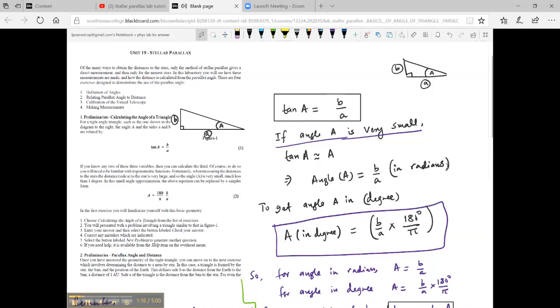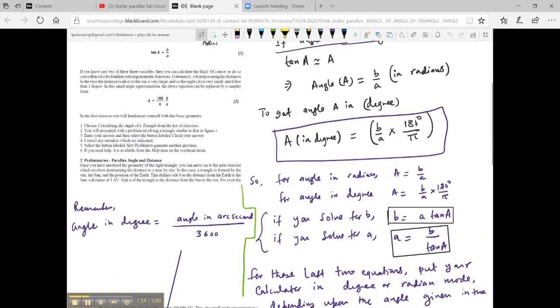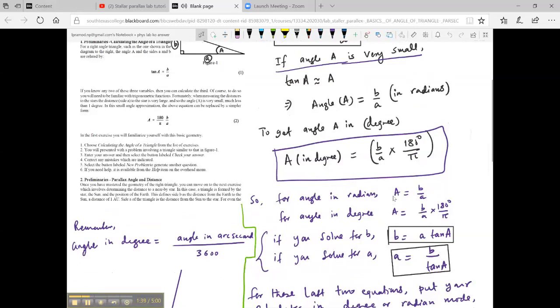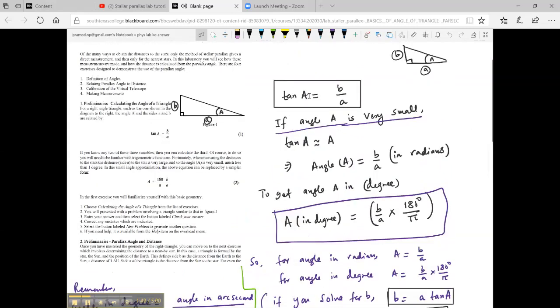When you get the angle in radians, you have to convert it into degrees if you want the angle in degrees. So angle A in degrees should be equal to whatever angle you have in radians, multiplied by 180 degrees over pi. That's how you convert radians to degrees. So how would you get angle A directly in degrees? Again, angle A should be tan inverse B over A. That's the angle in degrees.